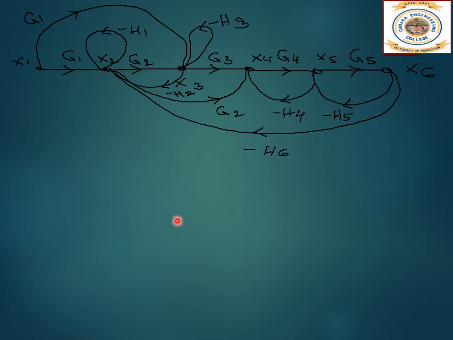So I list it out here, then you can just go back and trace it and find out which are the touching and non-touching loops. So let me just write down the forward paths first. Okay. So forward path gains.